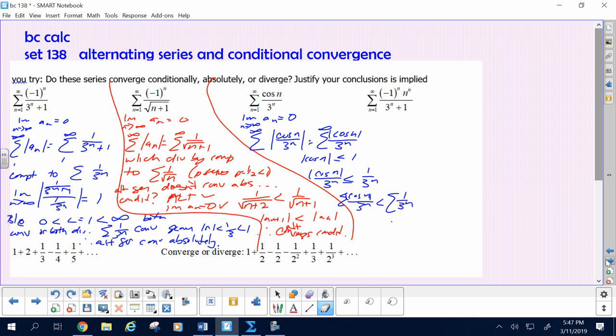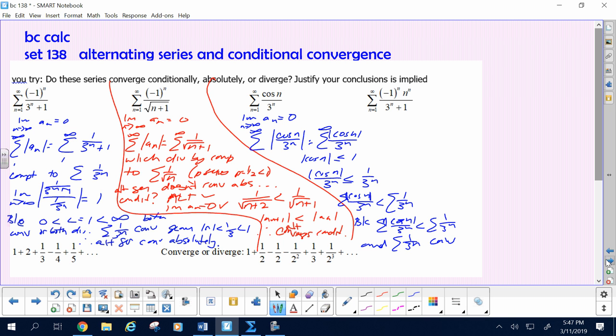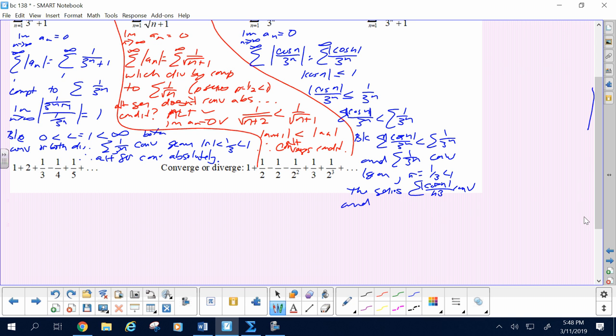Let me say this well. Because the series of absolute value of cosine of n over 3 to the n is less than the series 1 over 3 to the n, and 1 over 3 to the n converges, geometric, r equals 1/3 less than 1, the series of cosine n over 3 to the n converges, and the given series converges absolutely.